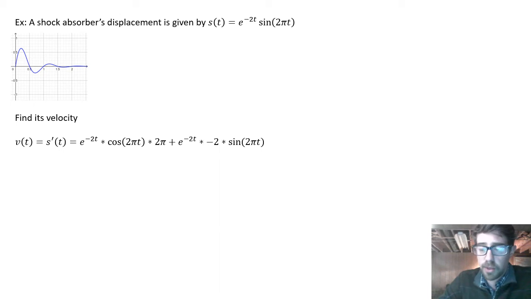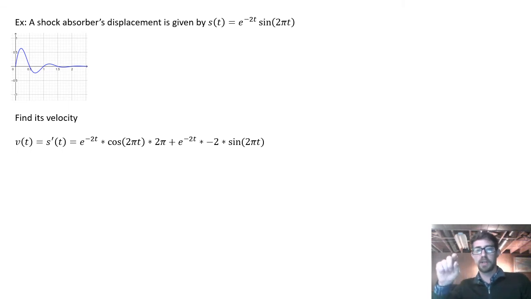So here we go. We're to the point where we should be able to bust these out pretty quickly. That's a product. So it's the first times the derivative of the second. So it's e to the negative 2t times, okay, chain rule now within the product rule. The derivative of sine is cosine. You don't mess with the 2 pi t, but then you multiply by the derivative of 2 pi t, which, 2 pi is just like any other constant, is just 2 pi. So that's the first part of the product rule.